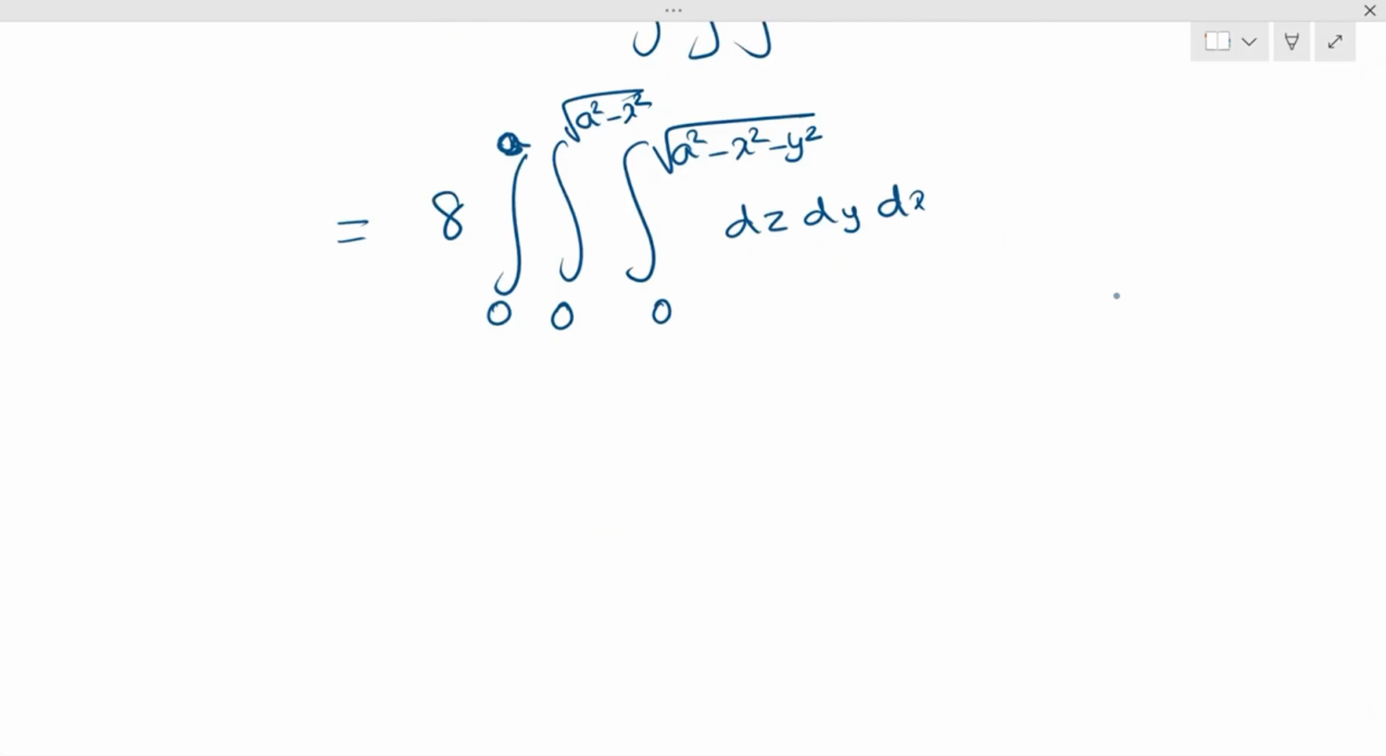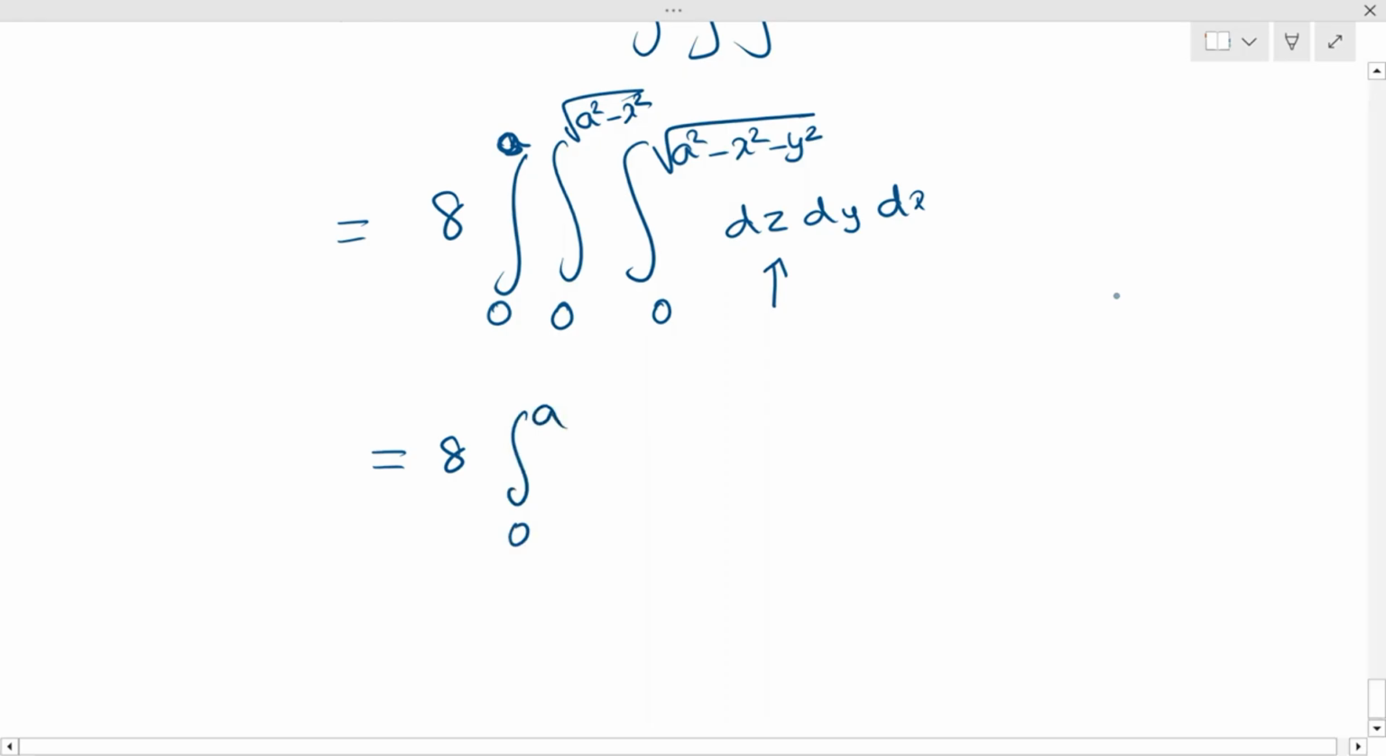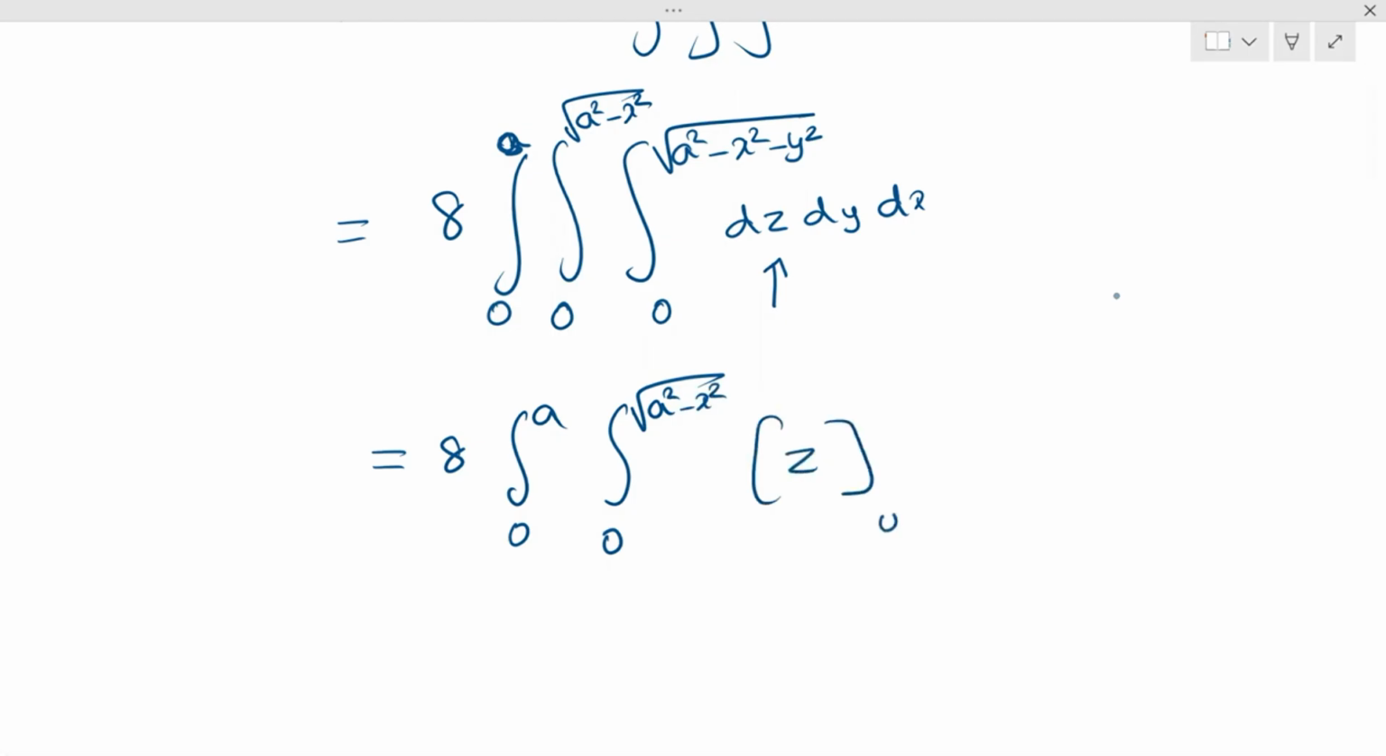We can find the x limit first also, that is also correct. Here we are finding the variable z limit first. So the inner integration is with respect to the variable z. So 8, write the outer and middle integration as it is. Integration of dz is z. The limit is 0 to root of a square minus x square minus y square, dy dx.